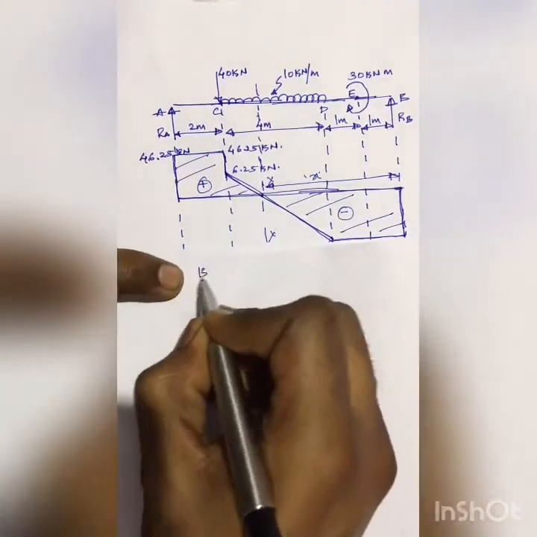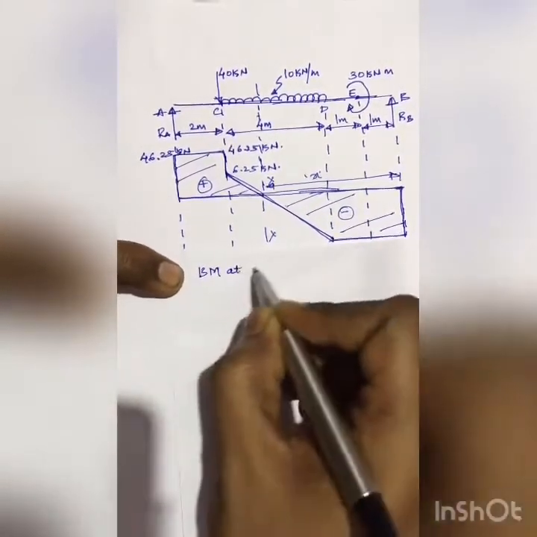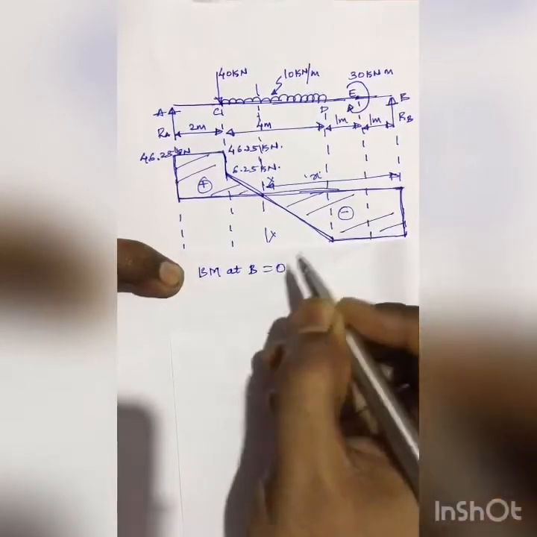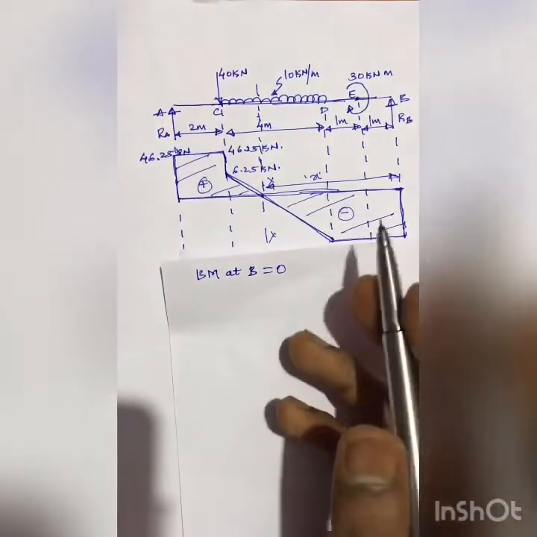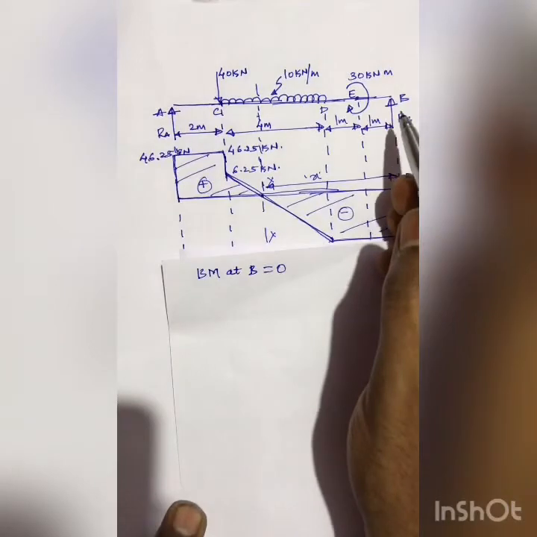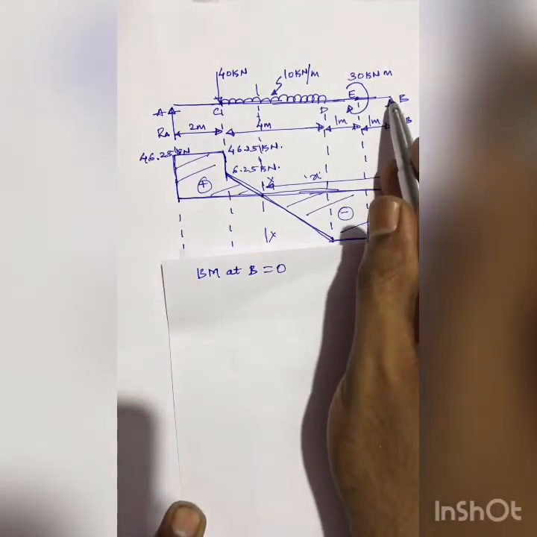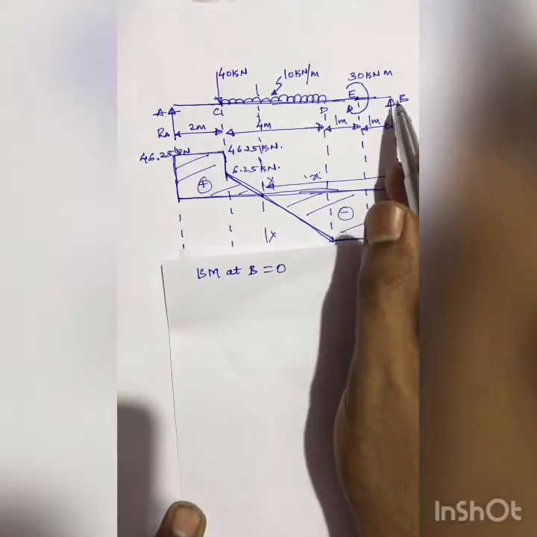So bending moment at B is equal to, it's definitely 0. Bending moment at B is 0 because it's the support and we do not have any load which can create the moment about it here. So bending moment at the support here is 0.